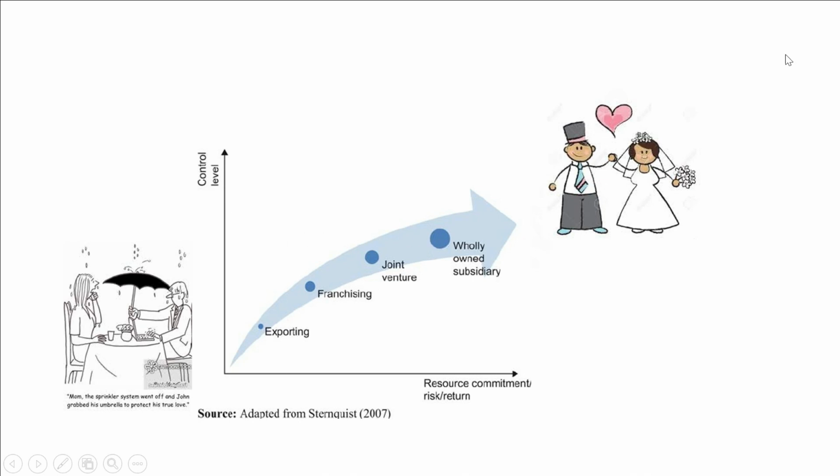Kalau dah suka, mungkin anda perlu kahwin. Kalau kahwin ni, the amount of control is higher, but the resource commitment is quite high in comparison to other mode of entry. Sebab banyak investment yang perlu dibuat kan. Sama macam di konteks international business, control level for wholly owned subsidiary or foreign direct investment is high and the resource commitment is also high. Nak exit the market susah sikit sebab kurang fleksibel. Nak exit a marriage memang boleh, tapi it's not as flexible as it is if you are just dating.